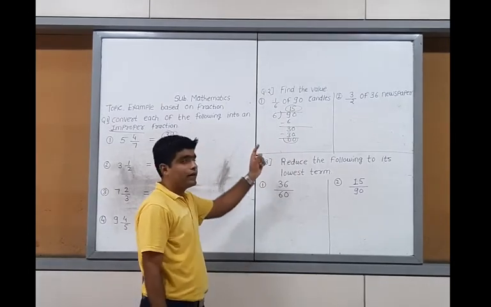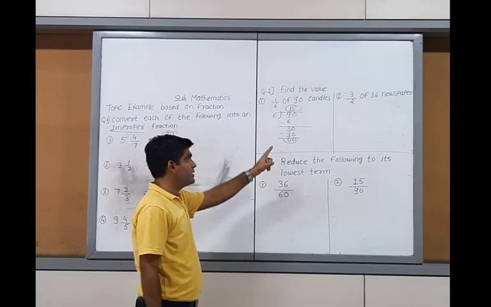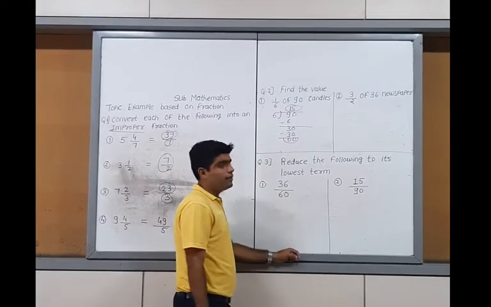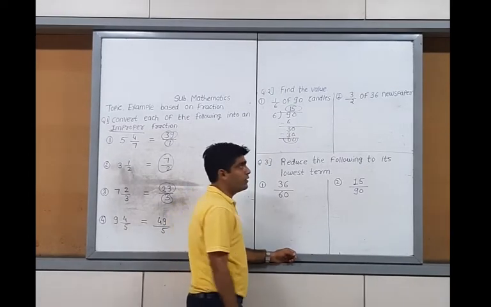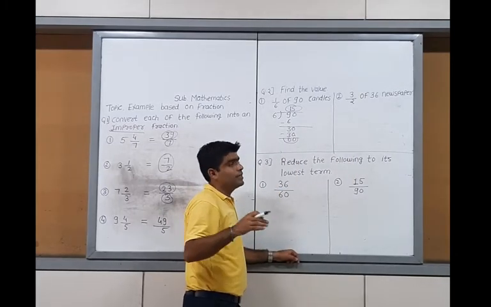We have to find the value of 1 upon 6 of 90 candles. You get the correct answer: 15. Now start the second example: 3 upon 2 of 36 newspapers. We have to find the 3 upon 2 parts of 36 newspapers.